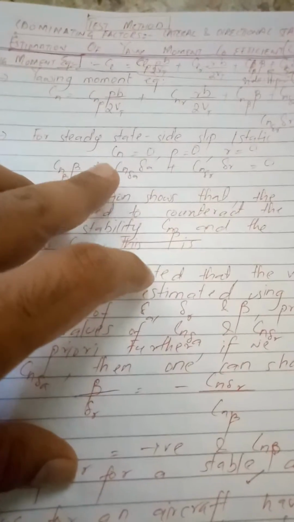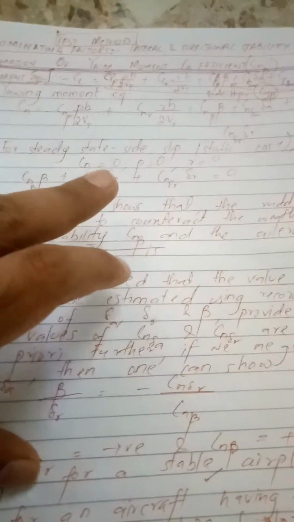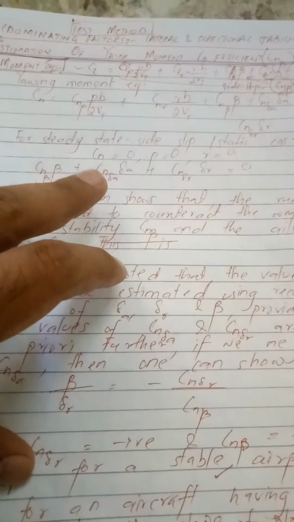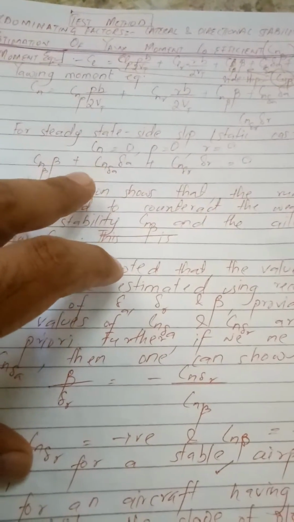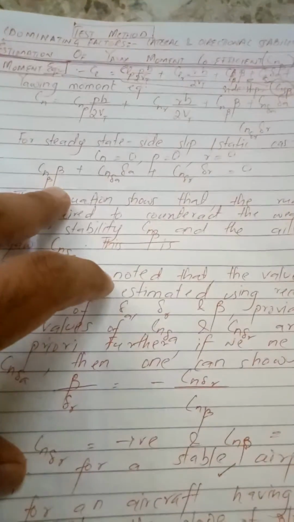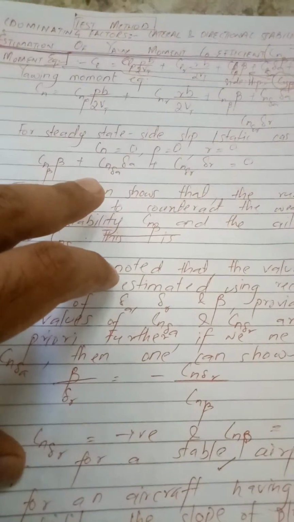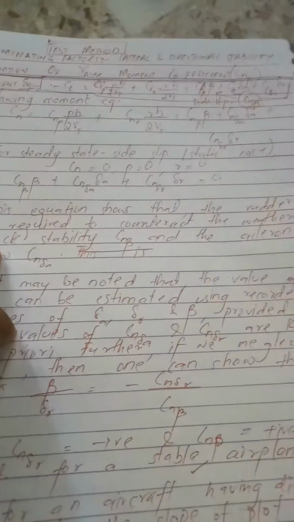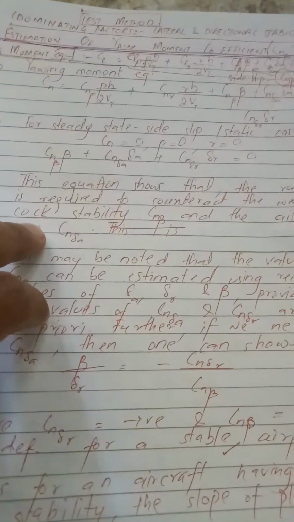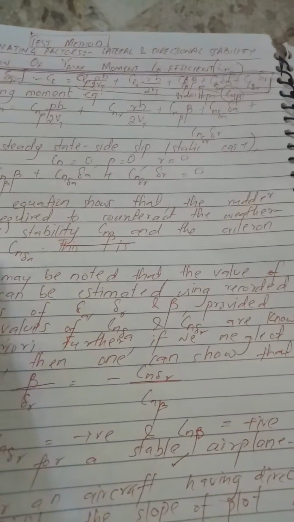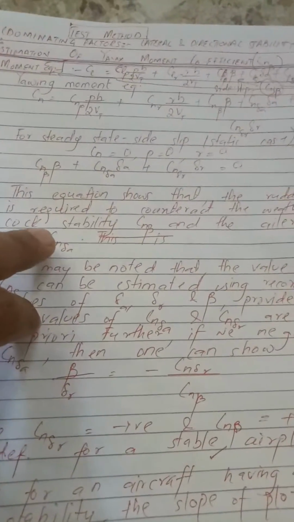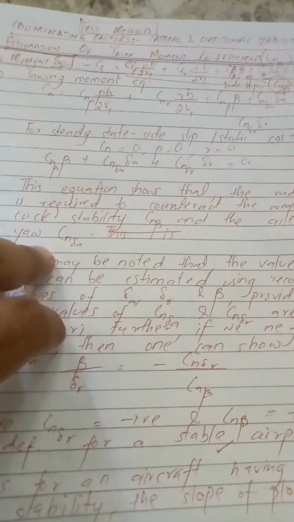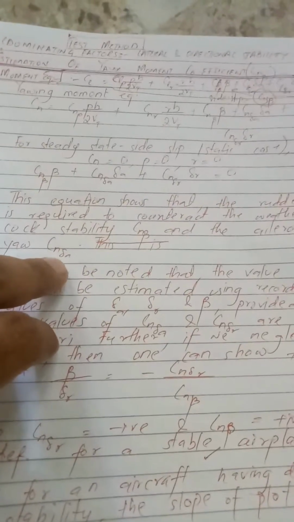For a steady state side slip, which is obviously a static case, Cn is equal to 0, P is equal to 0, R is equal to 0, so Cn beta into beta, plus Cn lambda A into lambda A, plus Cn lambda R into lambda R is equal to 0. This equation shows that the rudder is required to counteract the weathercock stability Cn of beta, and the aileron yaw, which is Cn of lambda A.